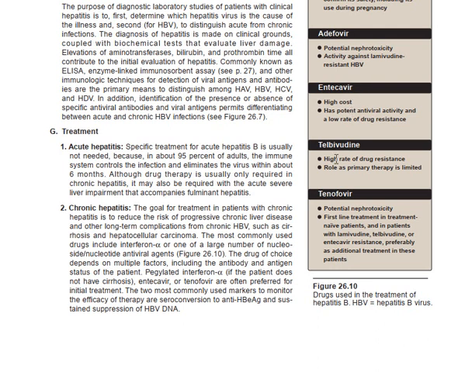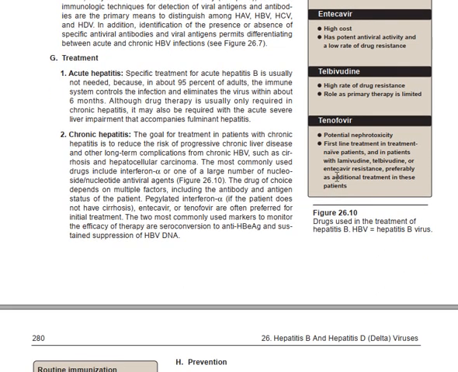Entecavir has a high cost and potent antiviral activity. We have telbivudine, with a high rate of drug resistance, so its role as primary therapy is limited. And then you have tenofovir, which has potential nephrotoxicity and is first line treatment in the naive patient. So in a patient encountering hepatitis B for the first time, you can use it. It is also used in patients with resistance to lamivudine, telbivudine, and others, as added therapy.